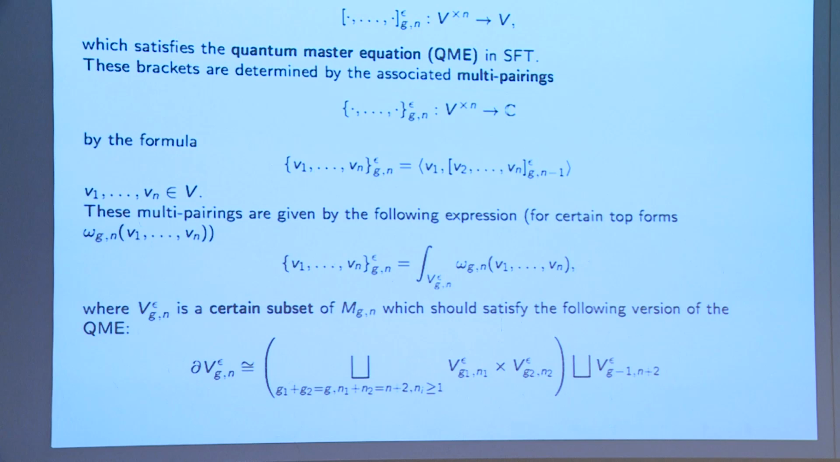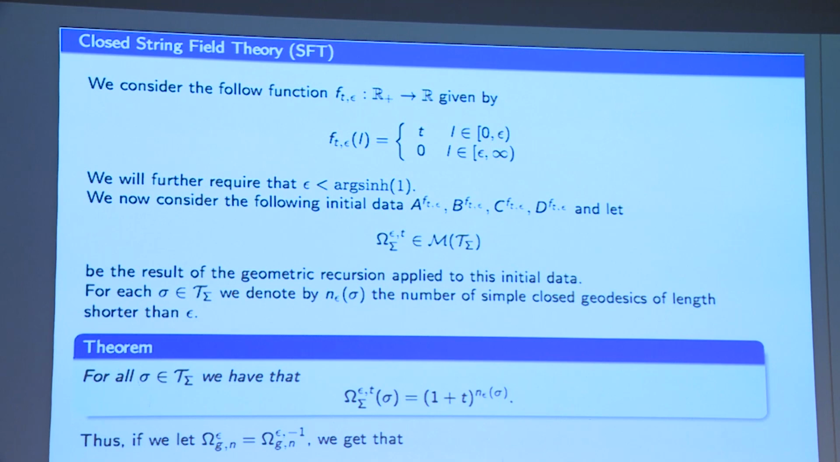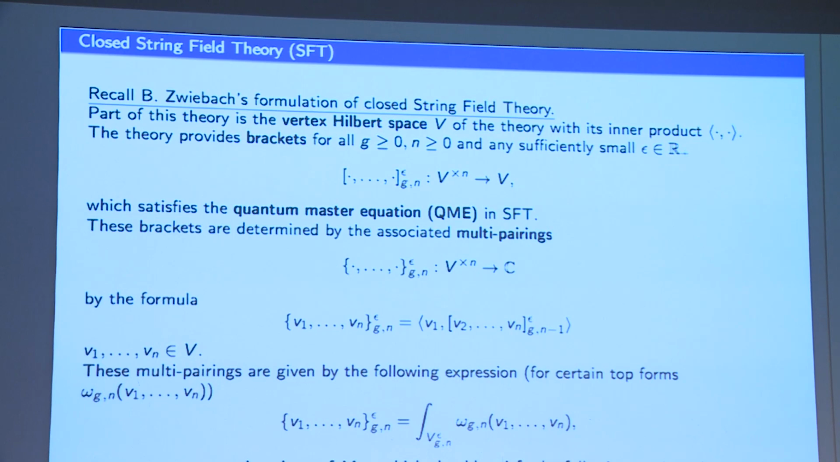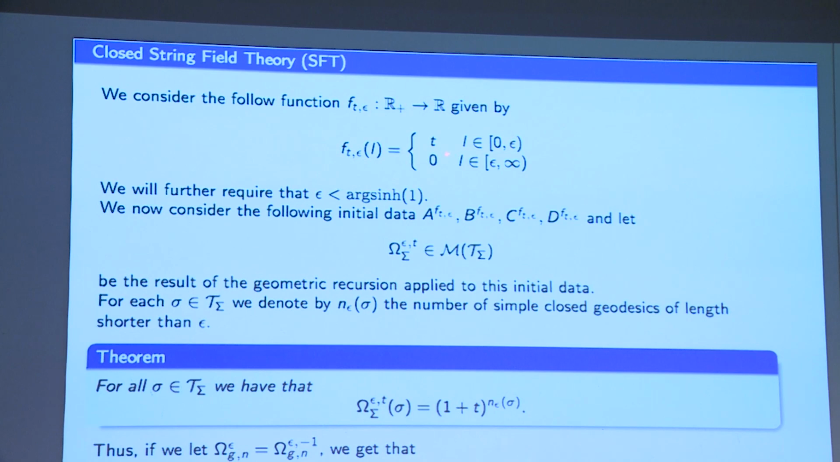Okay, so what I claim is that we can actually generate a function that is a characteristic function on the moduli space for a set that satisfies this analog of the quantum master equation. And it's very, very simple. You just take the following function from R plus to R. It's a measurable function. It is 1 for t in the interval from 0 to epsilon, and it is 0 otherwise. And I require that epsilon has to be less than arcsinh of 1. Now I take initial data, which is just A, B, C, D coupled to these functions here, and there should have been Mirzakhani-McShane coupled to these Fs here.